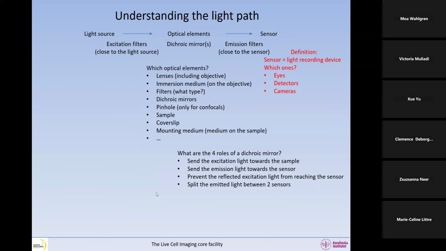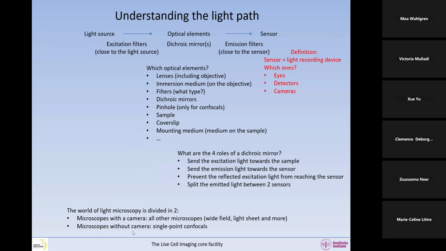So now that we have seen more or less what is in the light path, it's not super complicated, there's not tons of things. I want to tell you that the world of light microscopy is divided in two only. That is a simplification, but it works. So there are microscopes that have a camera, and these are all microscopes except point confocals. So wide field systems, light sheets, and many more, they have a camera. And then we have microscopes without a camera, and these are the single point confocals.